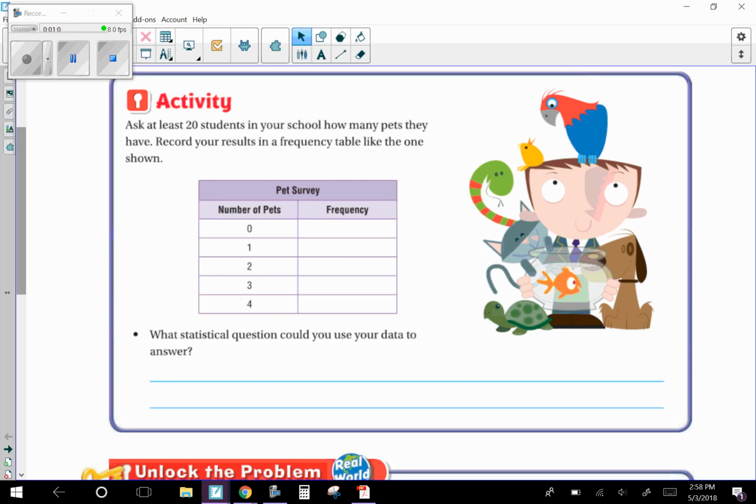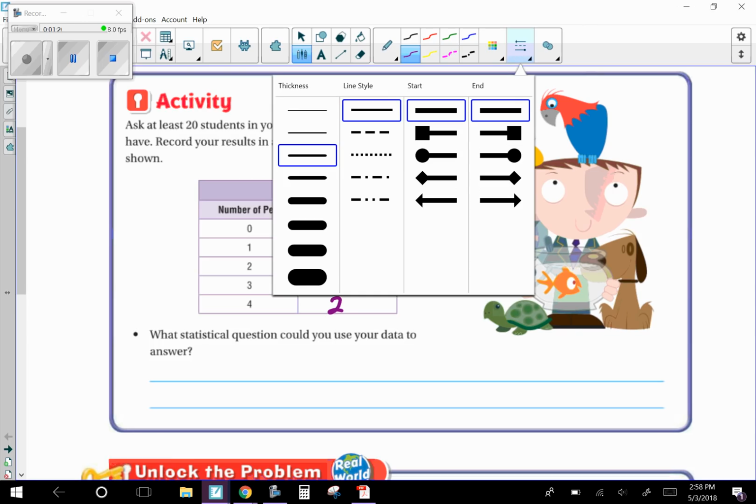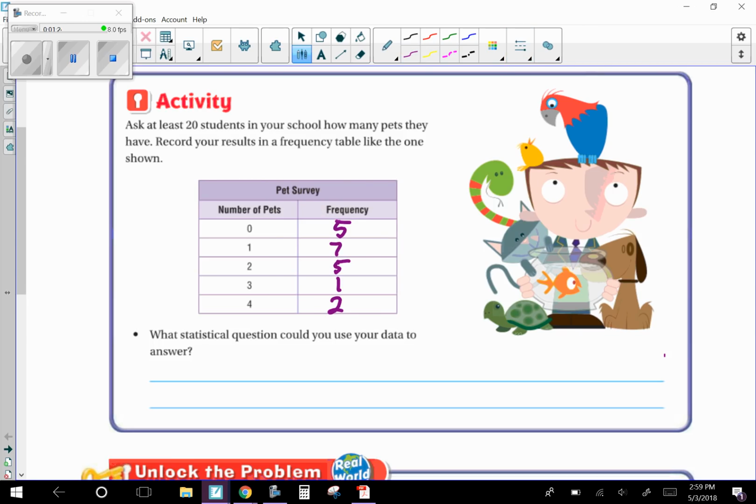So I'm going to say that I have 5 students that have 0 pets, and then 7 students with 1, 5 students with 2, 1 student with 3 pets, and 2 students with 4 pets. If they have more than 4 pets, I'm just going to qualify them as the 4 pets.